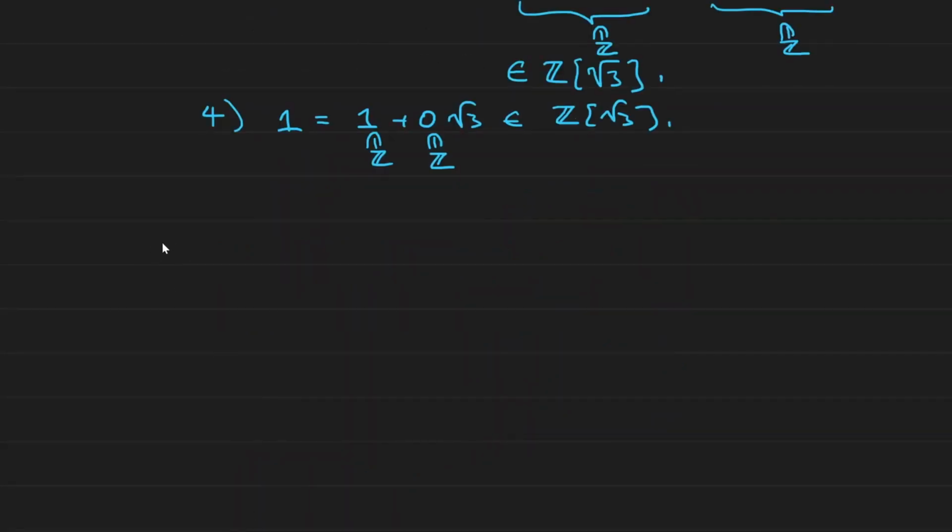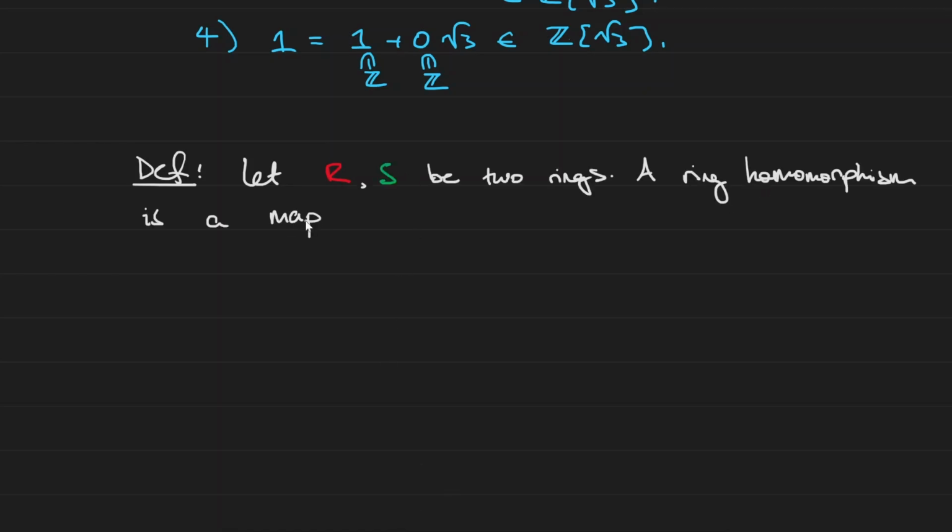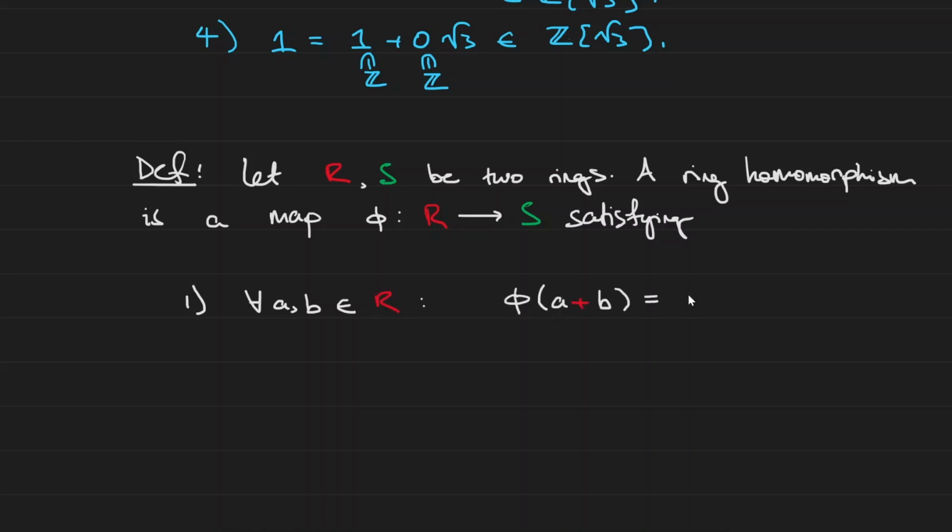Let's take a look at ring homomorphisms. So, definition. Let R and S be two rings, and I'm actually going to use a bit of color here, and you'll see why later. Then a ring homomorphism is a map, which I'll call phi, that takes you from R to S, which satisfies the following. First of all, it must preserve the addition operation on both rings. So for all A and B inside of your domain ring R, it must hold that phi of A plus B is the same as phi of A plus phi of B.